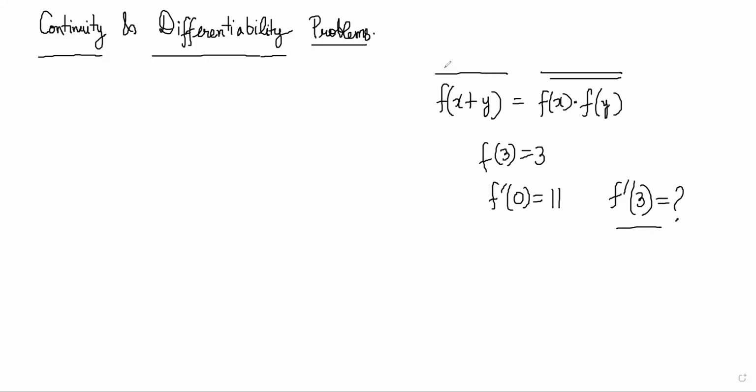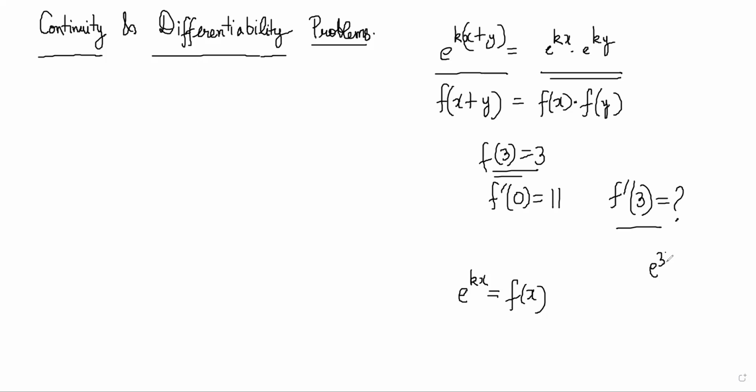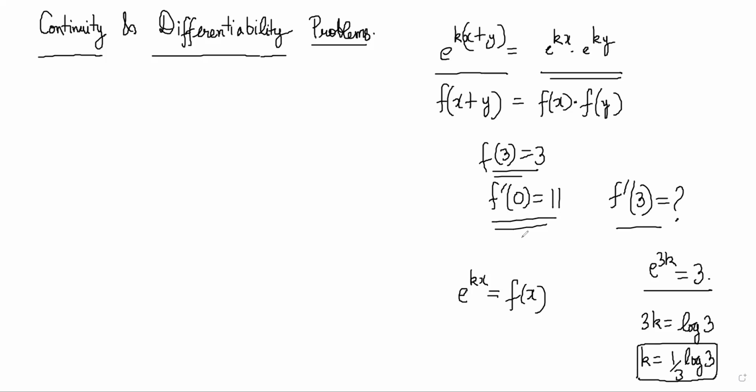We took a very general case of e to the power kx. If it is like this, then e power k of x plus y will be equal to e power kx into e power ky, right? So if my function is e power kx, then f of x is e power kx. Then when you put 3, you get e power 3k, which is equal to 3, right? So 3k is basically log 3, so k is equal to 1 by 3 log 3. And f dash of x will be k e power kx, and when you put 0, you get k e power 0, so k.